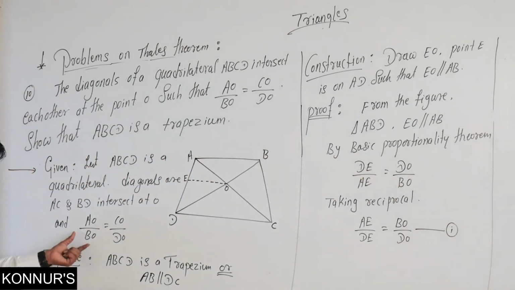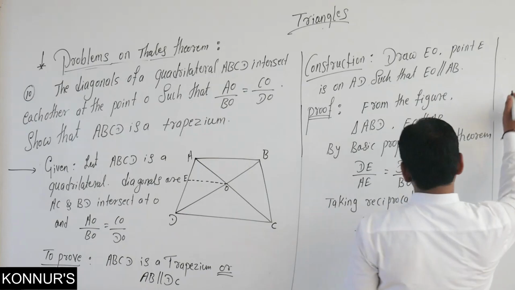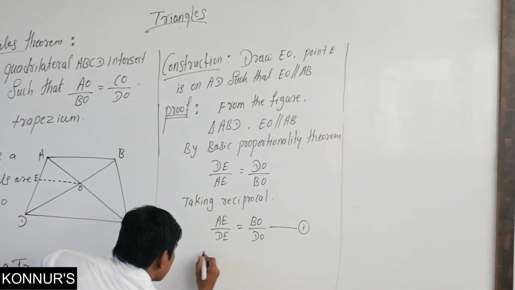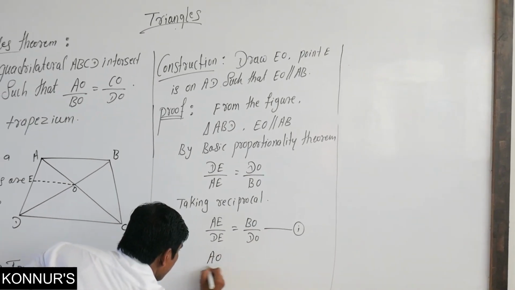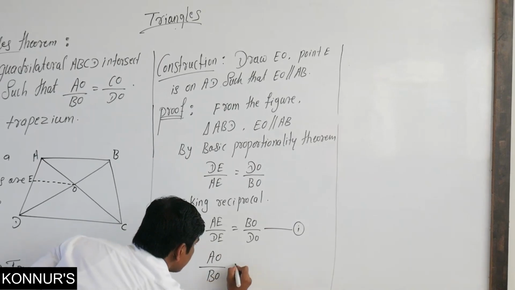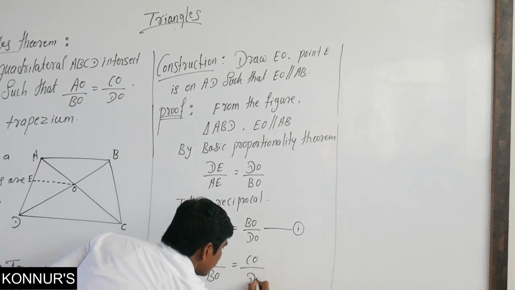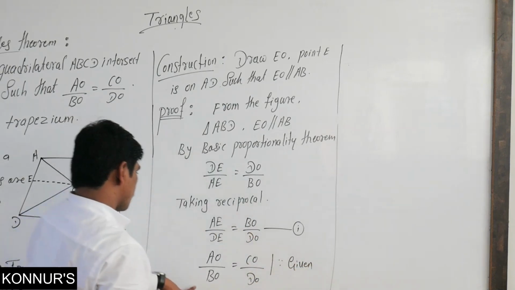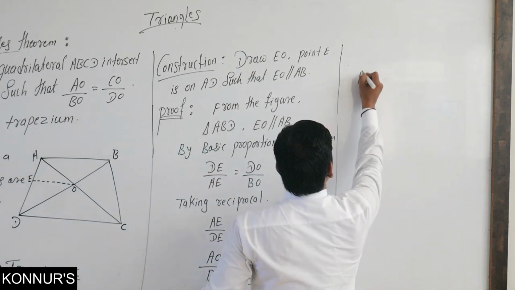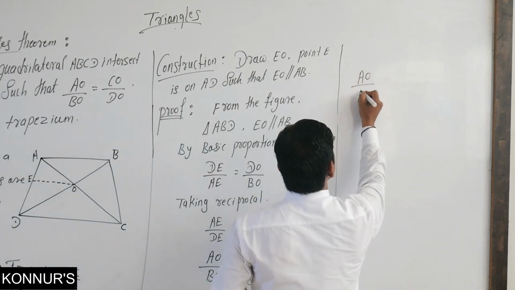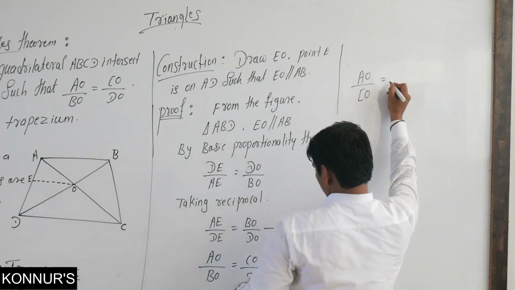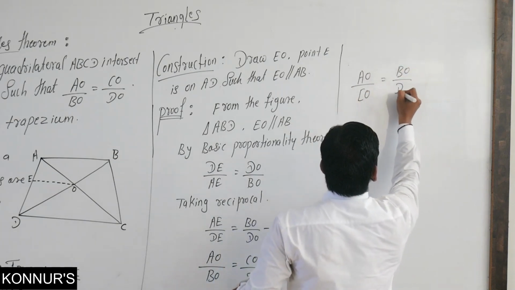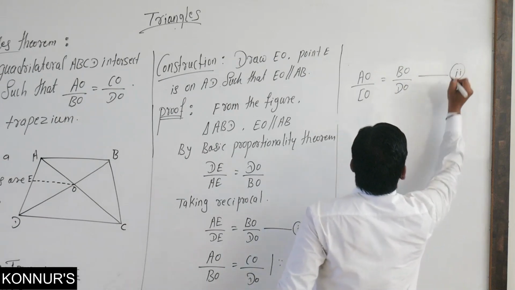And again we observe in the given AO by BO, CO by DO. Here AO by BO is equal to CO by DO because it is given. Cross multiply, AO by CO is equal to BO by DO. This is the second equation.